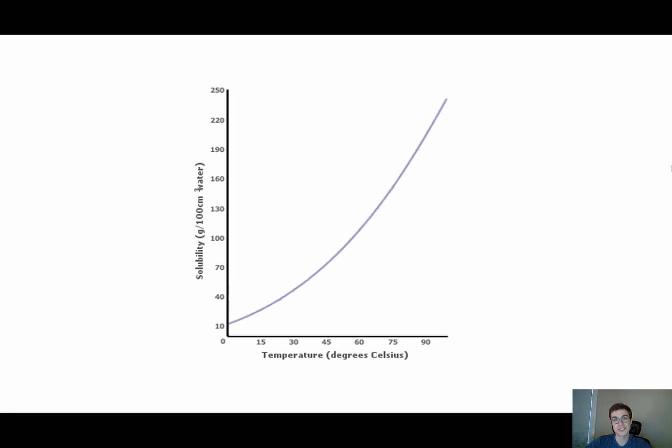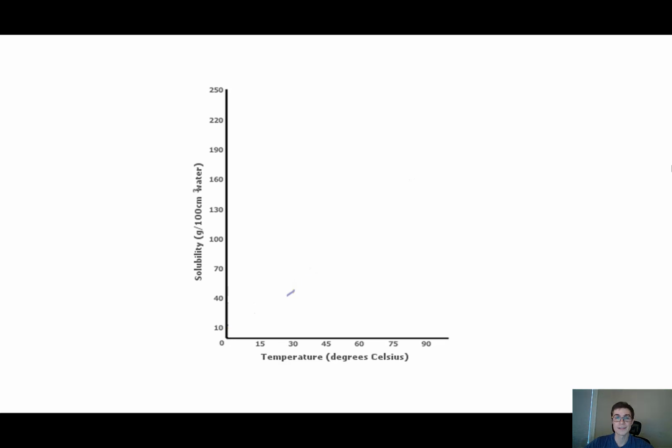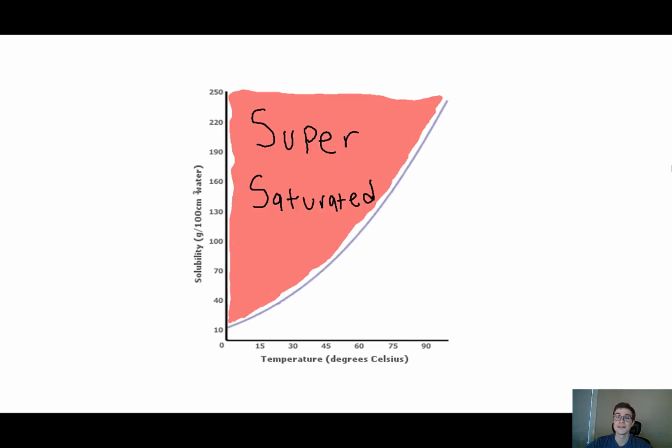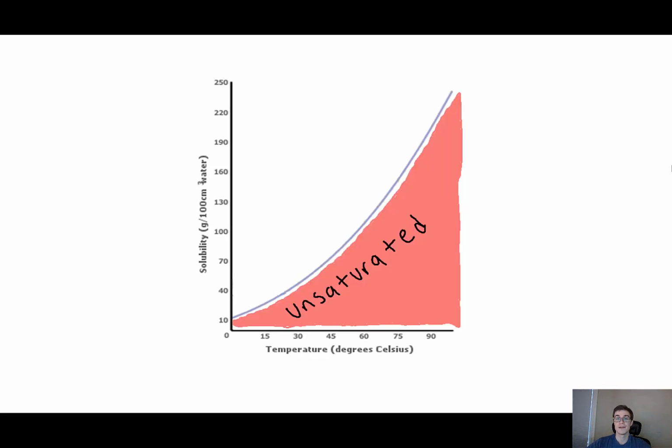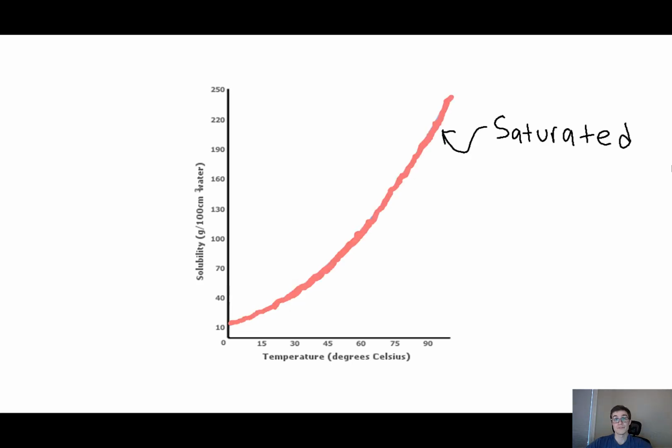But it's not true for just this temperature. It's not only true for 30 degrees. For any temperature at all, if you are above that saturation line, you have more than the maximum amount dissolved, and you are supersaturated. And if you have less than that amount, you're unsaturated because you're not at the maximum yet. And if you're exactly on this line, you're saturated.